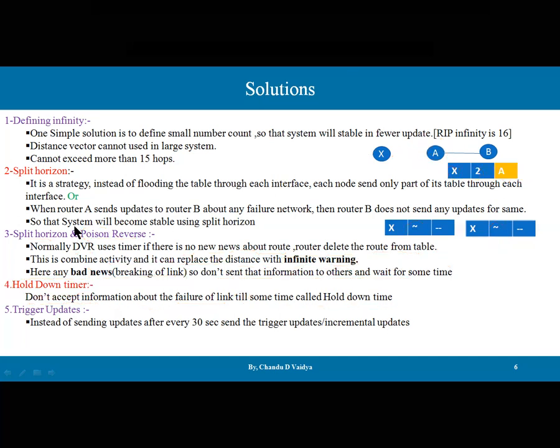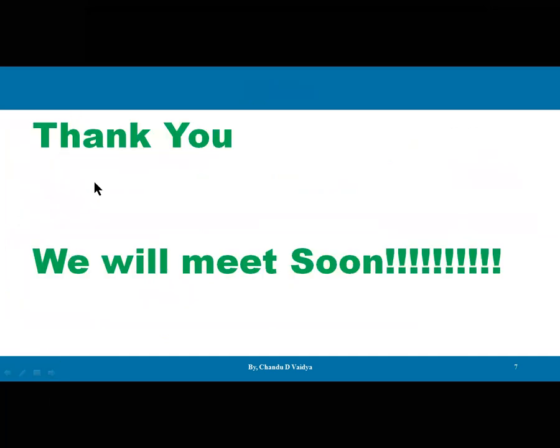And these are the 5 solutions available: Define Infinity, Split Horizon, Poison reverse, the hold down timer, and the triggered updates. And about this hold down timer, we have a separate video, that is the RIP protocol. In that RIP protocol video, we have mentioned that there are timers available for the RIP protocol. So please do watch that also.